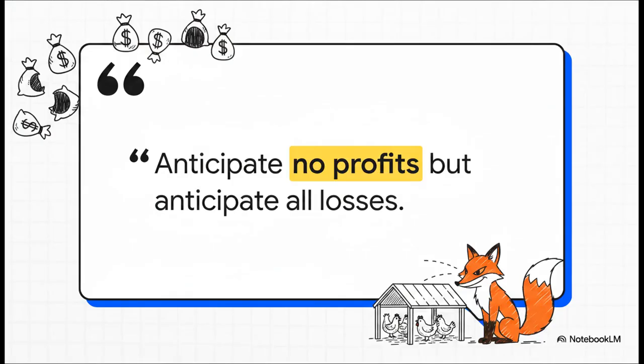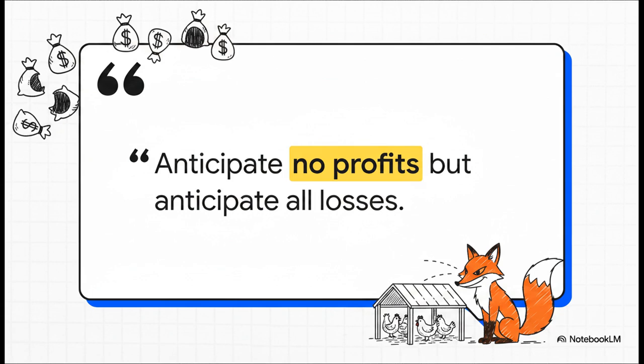So we've dealt with known bad debts, the ones that already hit us. But what about the unknown? What about those invoices that haven't technically gone bad yet, but let's be real, deep down a certain percentage just won't be paid? This brings us to a really fundamental accounting philosophy. Anticipate no profits, but anticipate all losses.